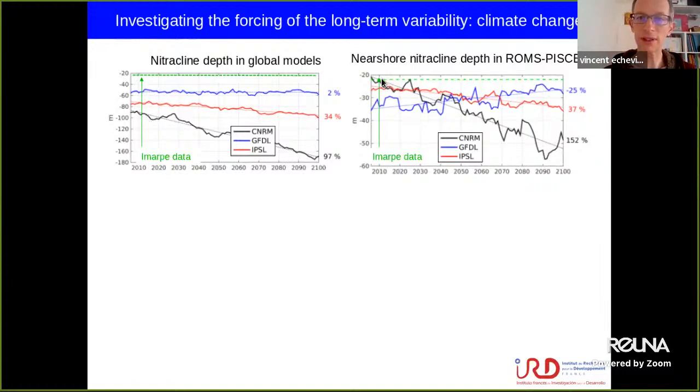So when we use ROMS PISCES, we are able to correct this bias relatively well. We still have relatively similar trends, but the range of the variations, or at least the initial values here, are in much closer agreement with the observations.